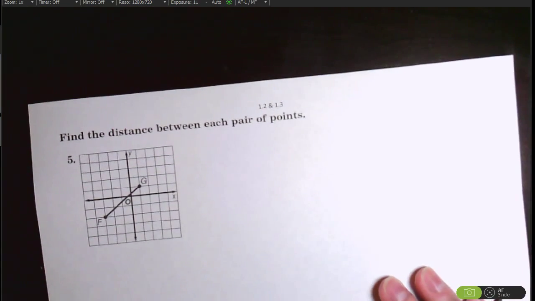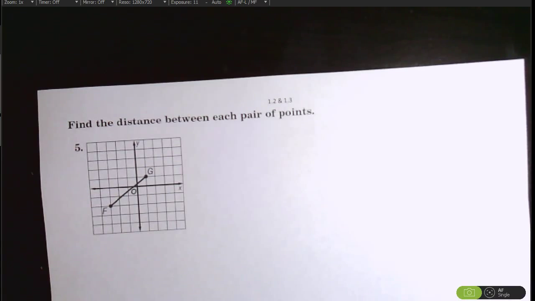For number 5, actually finding the distance between 2 points. Okay.